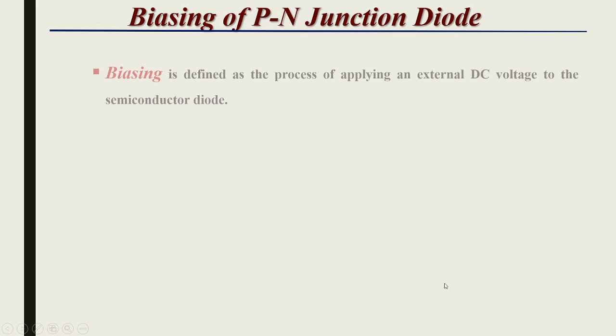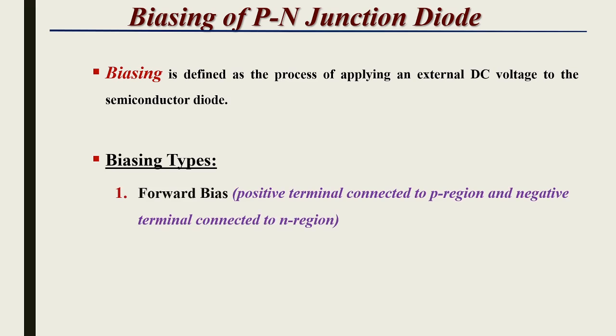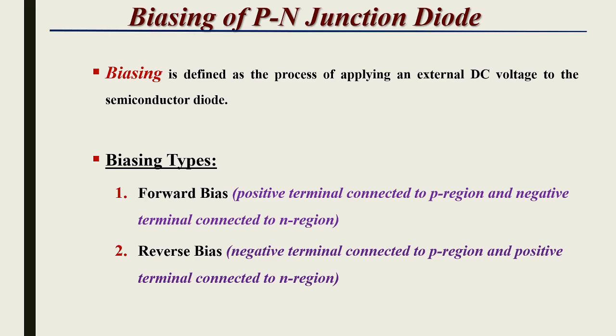Now biasing of the PN junction diode. Biasing is defined as the process of applying an external DC voltage to the semiconductor diode. It has two types. In forward biasing, the positive terminal of the battery is connected to the P region and the negative terminal is connected to the N region. And in reverse biasing, the negative terminal of the battery is connected to the P region and the positive terminal is connected to the N region.